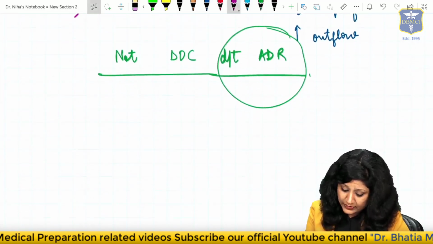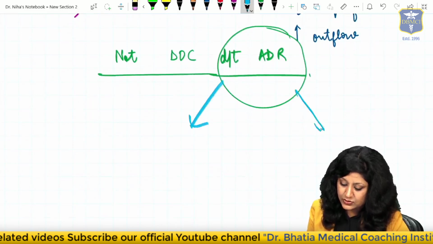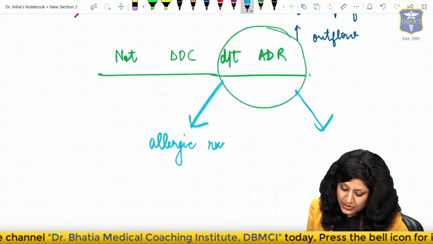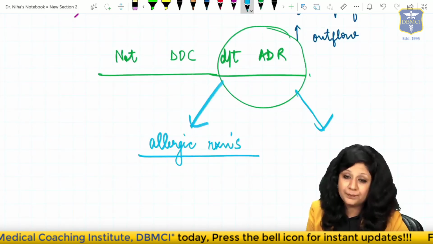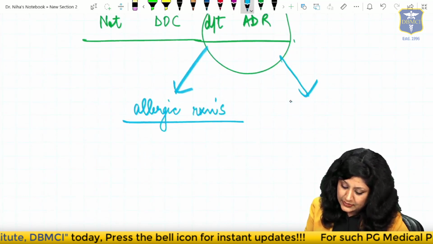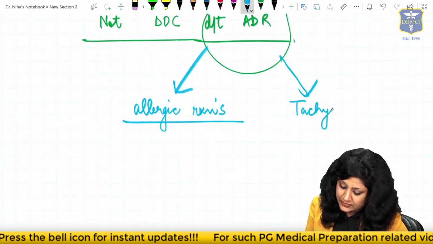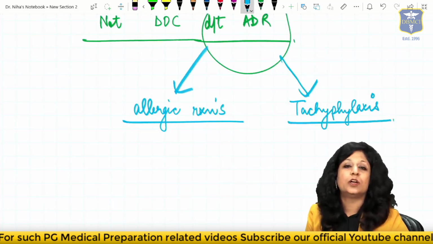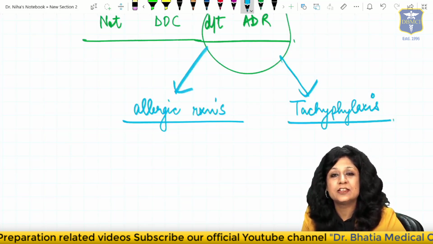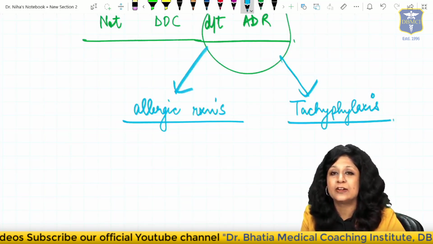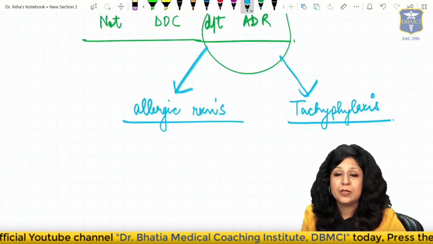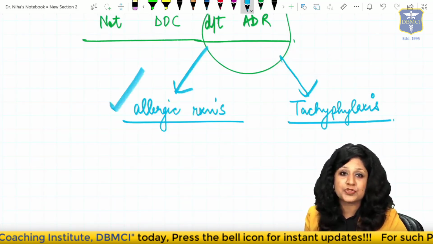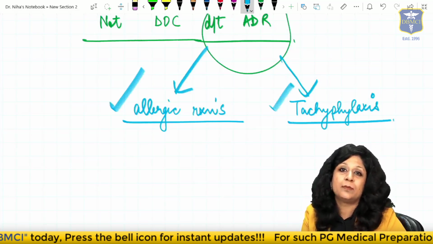And two very important things occur with these drugs. One is allergic reactions. The risk of allergic reactions is very high in these patients, and the second thing is tachyphylaxis. These two things are very important. Now what do you mean by tachyphylaxis? The tolerance to the effect of a drug when used for a very long time. So you cannot use these drugs in large quantities because of the allergic reactions, and if you are using them for a long period, there will be tolerance.